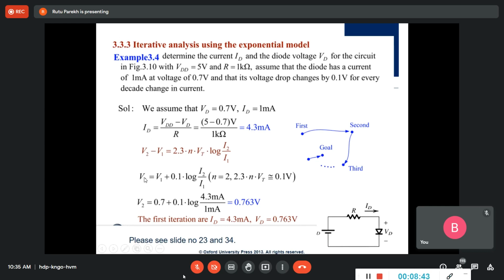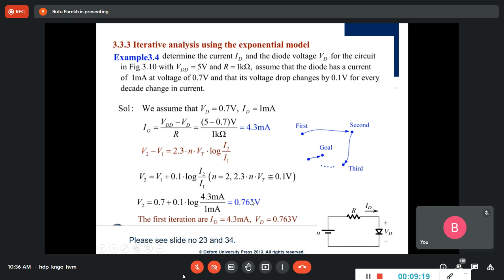But they both satisfy the diode curve. This value doesn't satisfy your second equation, right? So these values were for satisfying only the diode curve. It was not satisfying this equation. The operating point should satisfy both equations. So now we are trying to converge and make sure that it satisfies this equation also. So from this, we have to find out your V2, and you know the relation. So 4.3 upon 1, you get this V2.